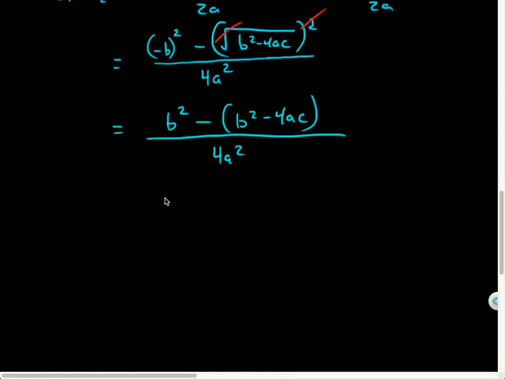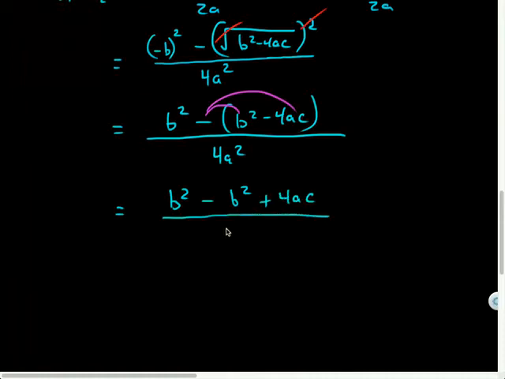Oh, so you messed up pretty bad. Yeah, a little bit. B squared minus b squared. And what happens when I distribute this minus sign? It turns positive. Exactly. Positive 4ac all over 4a squared.